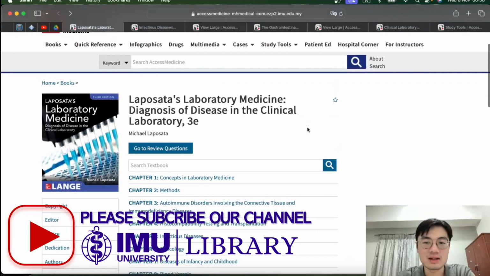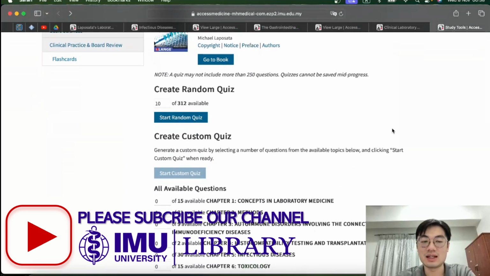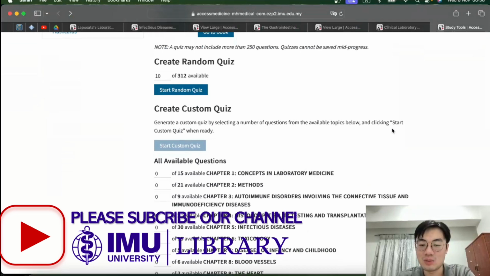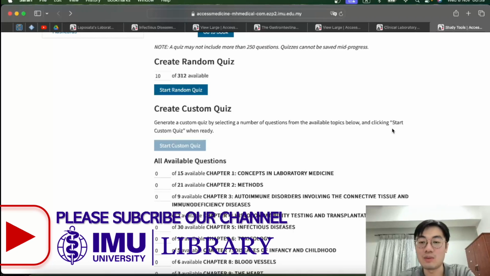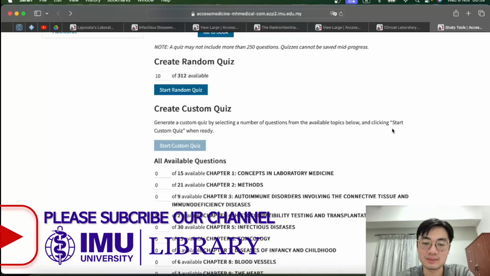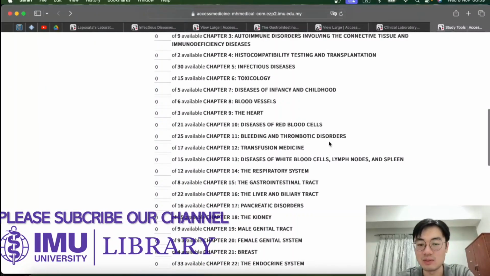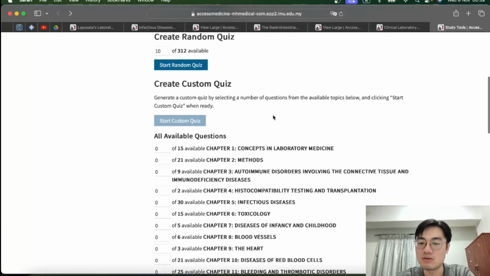I also like this particular part where they have this go to review questions button here. When you click on this, it brings you to this quiz. This can help you after you study each particular topic. You can do this quiz to revise, or before exams you can do this quiz again just to understand how much you actually know about this topic. There's quite a big amount of questions available for each chapter, and you can do it by each chapter or just a random mix of different questions from every chapter.